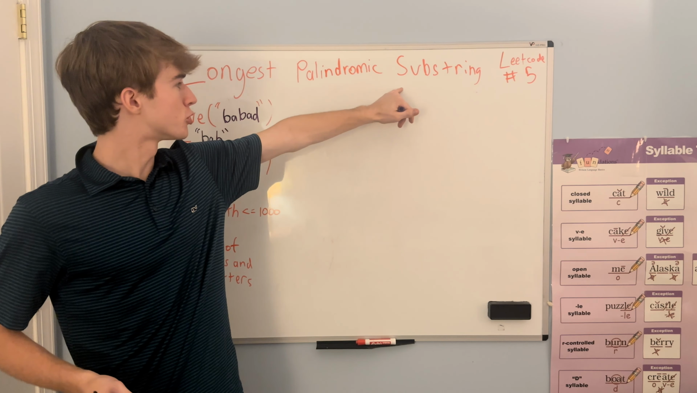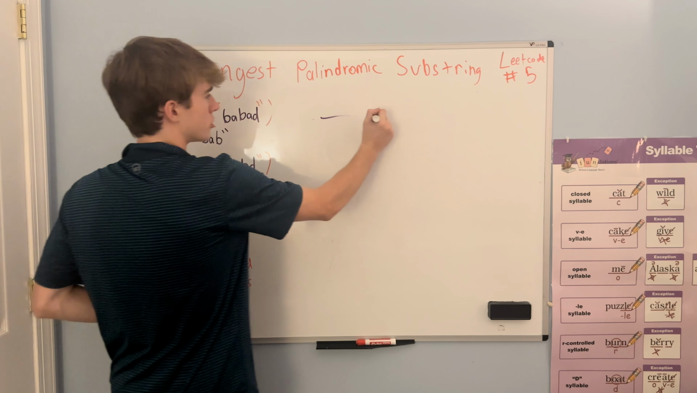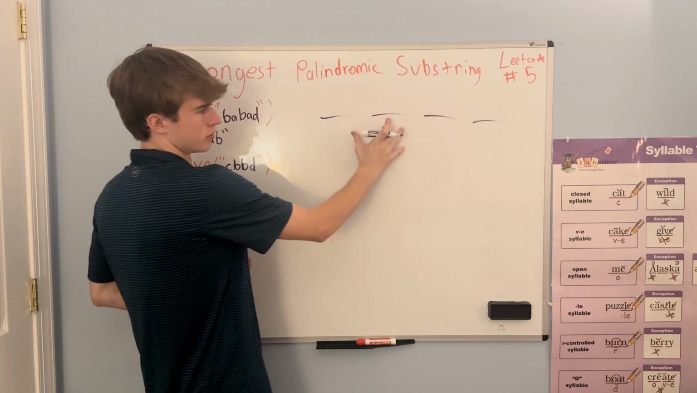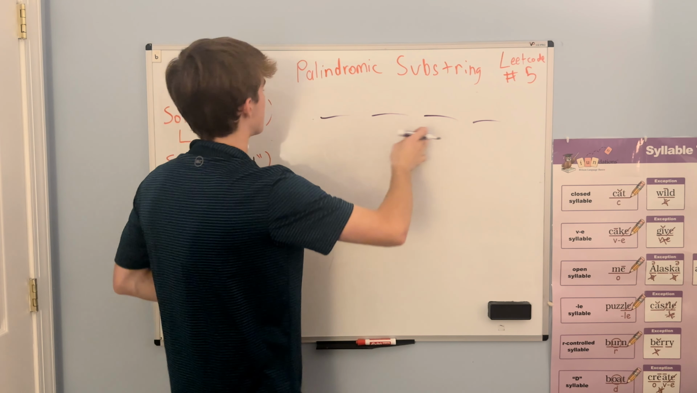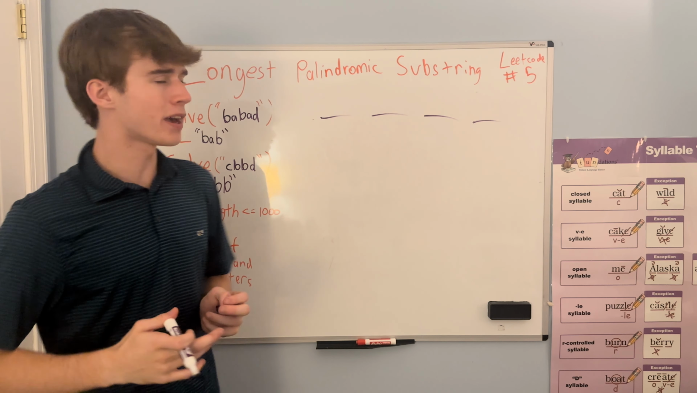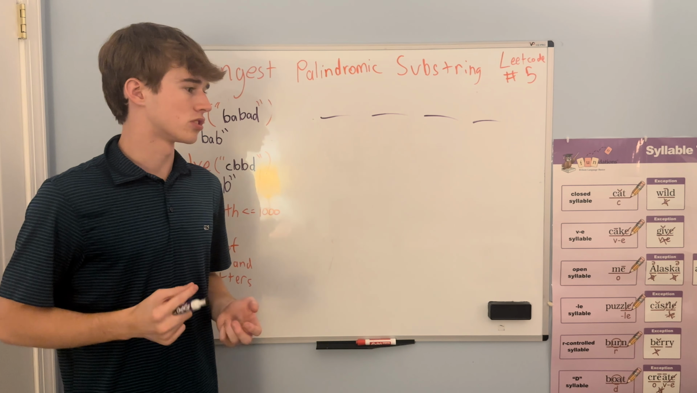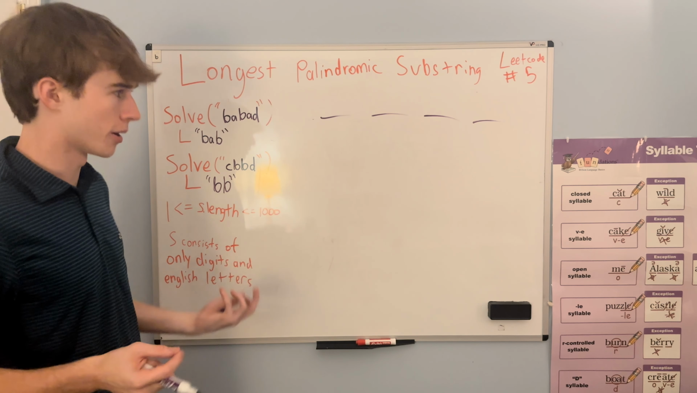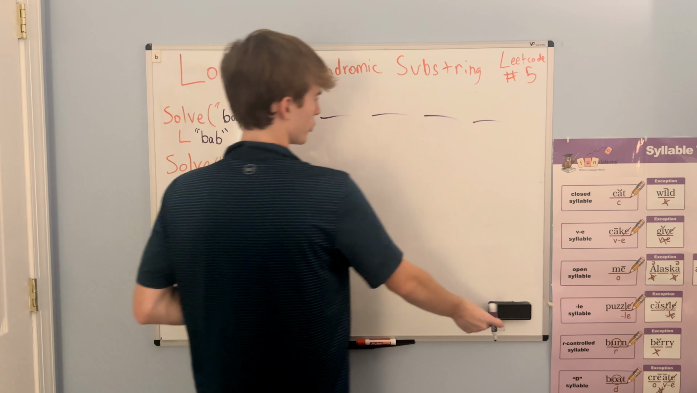Alright, the substring is just a group of the string, so some combination of the letters that are continuous, like these two or these three or all of them or one. Okay, palindromic, it's going to be palindrome, so it'll be the same forwards and backwards, and then the longest, so the longest palindrome is a substring of the string. Okay, a couple of requirements we got to meet.